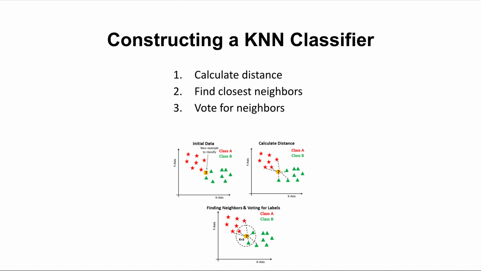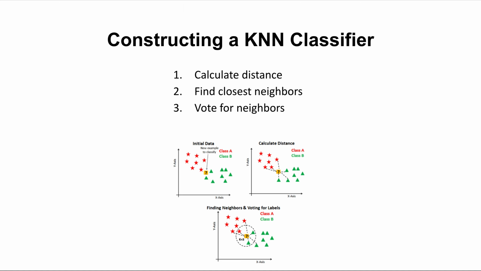Right? And you may be thinking, what happens if there's a tie? Let's just say we did k equals 4, and it gave us 2 class A's and 2 class B's. Then in the case of a tie, you have to increase your value of k. You have to look at the next closest neighbor. That's how it works. And this is actually a pretty simple process when you think of it at a high level.